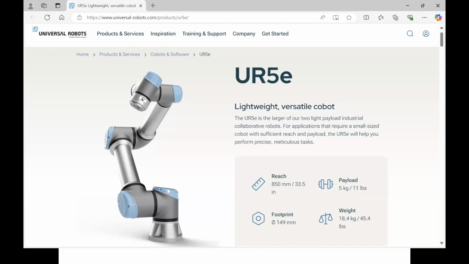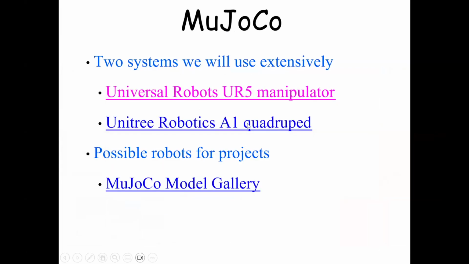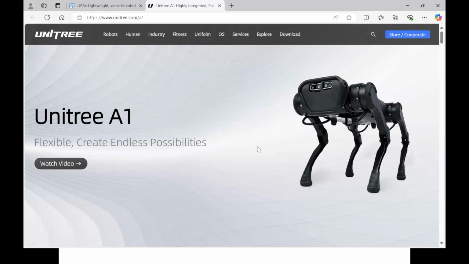Okay, so it's a 6 degree of freedom robot, which means there are 6 joints, and you need 6 joints because the end effector, that is the hand, can be described with 6 numbers, like 3 positions, 3 orientations. So you need a minimum of 6 degrees of freedom. So that's one. The other system we'll be looking at is the quadruped. This is a robot made by Unitree.